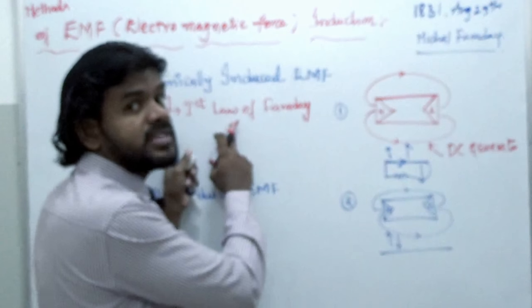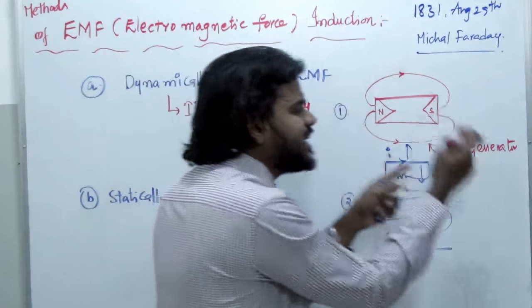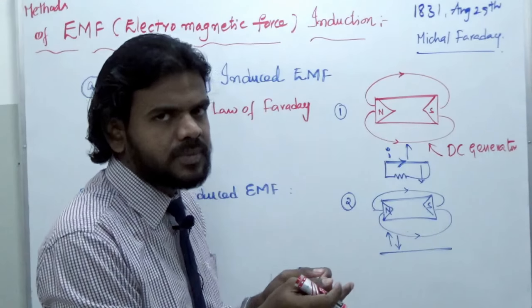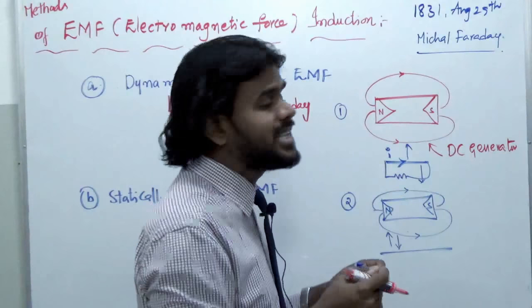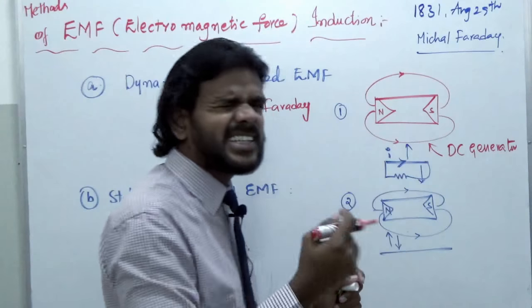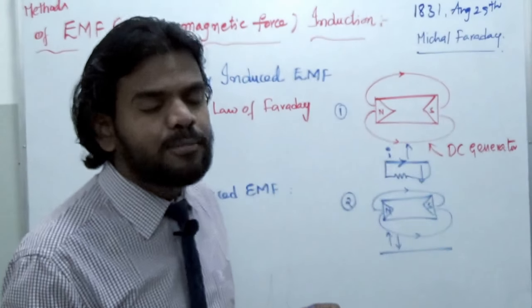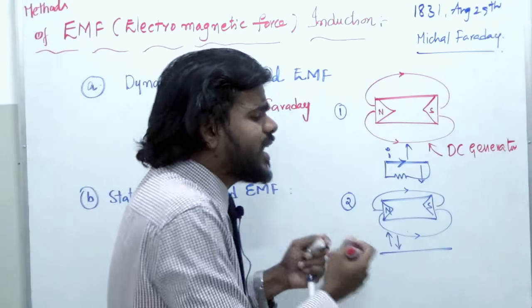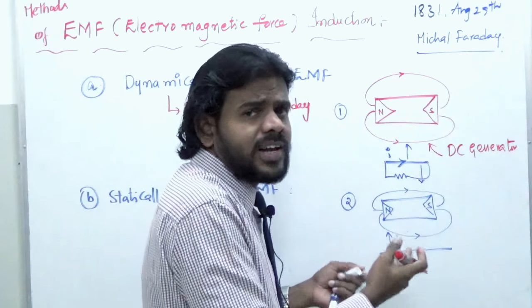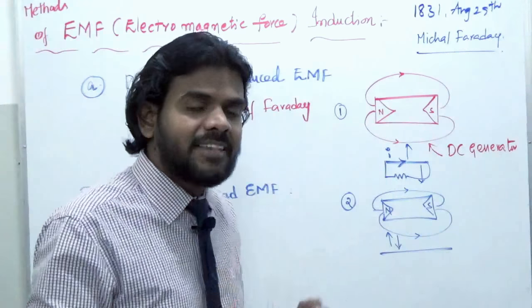Dynamically induced EMF is a method which is based on the first law of Faraday and which is realized in a DC generator, right? In DC generators specifically, you will find the conductors on the rotor moving. Armature conductors are moving. Now let us go to the next way of realizing. Here, you moved the magnetic field rather than the conductor.